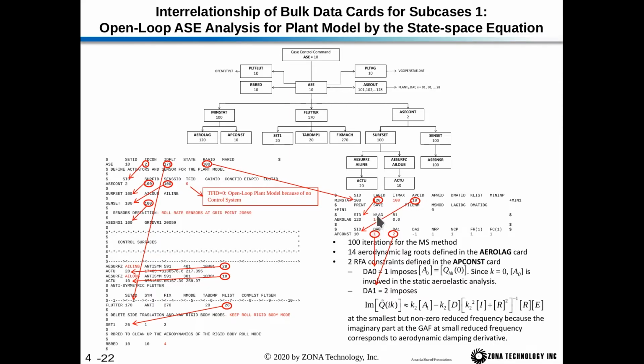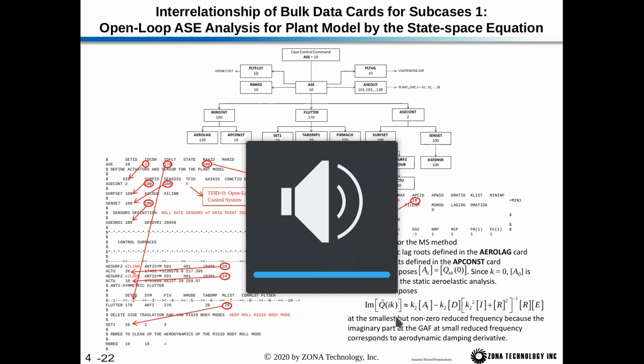We have 14 lag roots, and then we're specifying approximation constraints here. So DA0 equals 1 imposes A0 equals QHH of 0, and then DA1 equals 2 imposes the imaginary part of Q at the first non-zero.